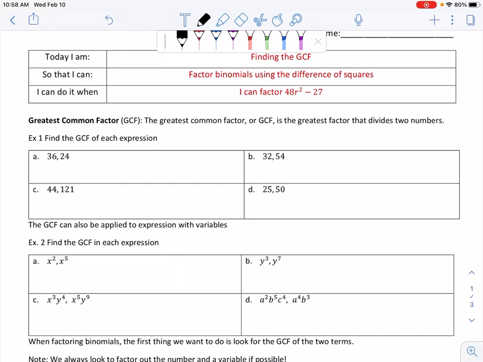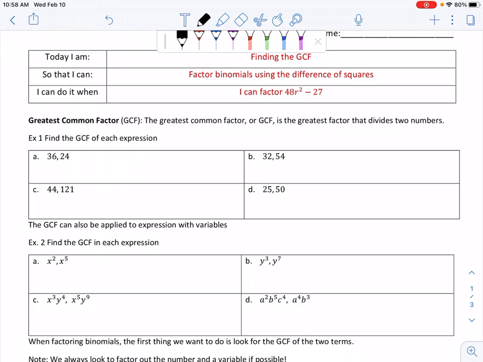All right, this is just a little intro to Unit 8. In Unit 6, we were adding and subtracting polynomials. In Unit 7, we learned how to multiply polynomials. And now in Unit 8, we're going to be working with factoring polynomials, or breaking polynomials down into the groups of terms that multiplied to create them.